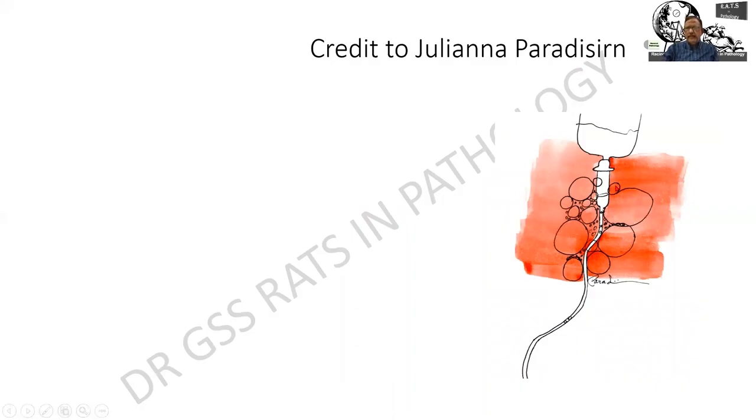This is yet another example, and this is an IV fluid line. I hope you are able to identify this particular diagram, and credit to this particular person. A beautiful diagram that he has drawn, just to diagrammatically represent the amount of air that is being released.